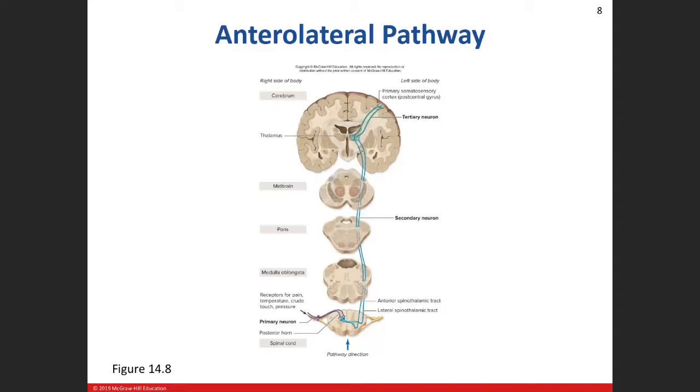Now, just to kind of review that, we're going to talk about posterior root, spinal nerve, and all that in lab more. If you don't understand it right now, what the heck I'm talking about, don't worry. We will in lab. All right, so look right here.